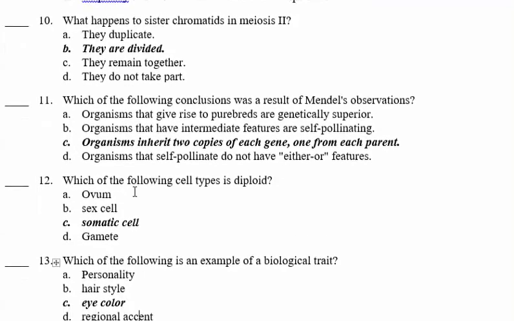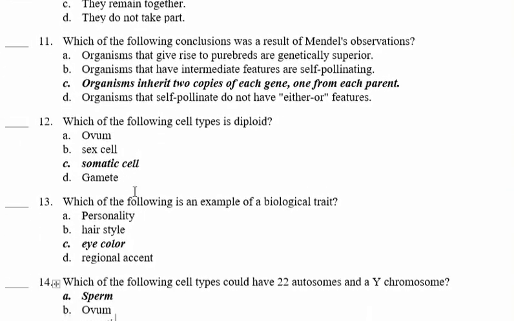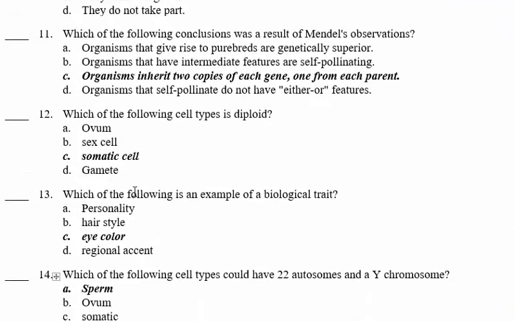Which of the following cell types is diploid? Okay, so we said that all of your cells are diploid, which means that they contain a full set of chromosomes except the sex cells, which are haploid. So ovum is a sex cell, gamete is a sex cell. The only one here that is diploid is the somatic cell.